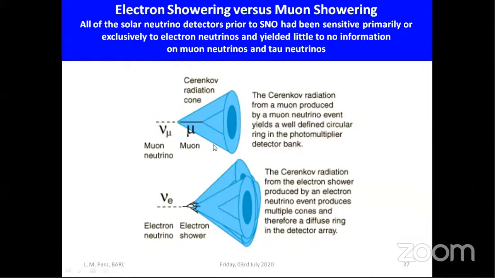Whereas in the case of electrons, they are much lighter than a muon. Wherever the electron neutrino interacts, the electron basically wavers, and so you have the Cherenkov radiation from the electron shower produced by an electron, and it is basically a diffused cone. And as you could see in the previous slides, we had the photomultipliers all along, and they were used basically to decipher these muon and electron contributions.